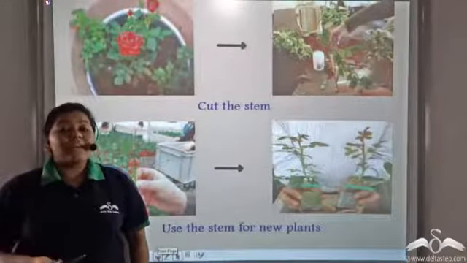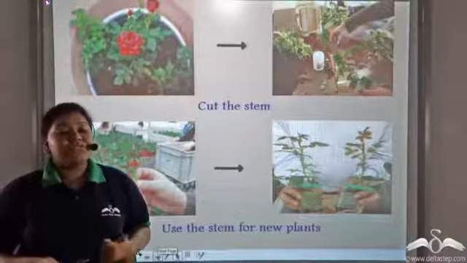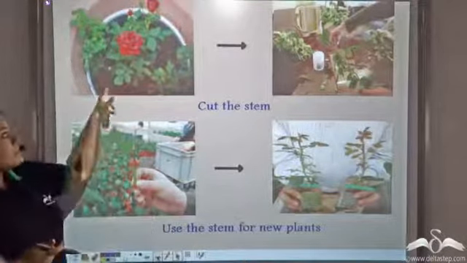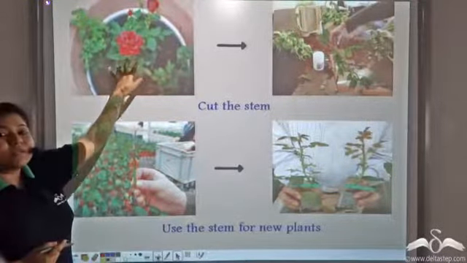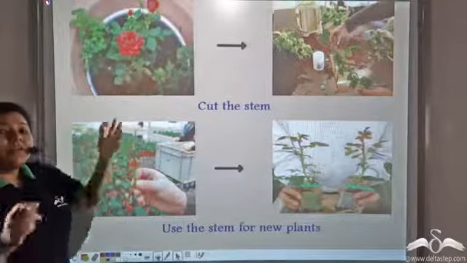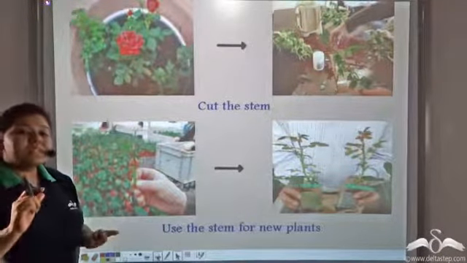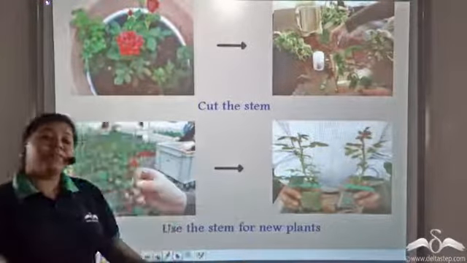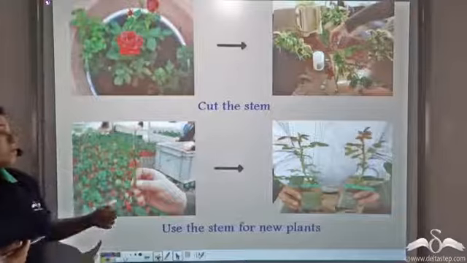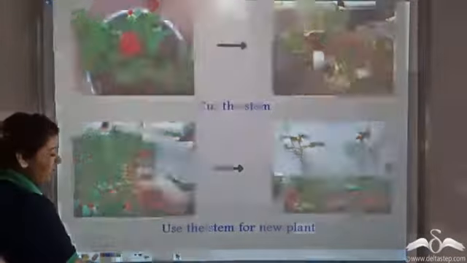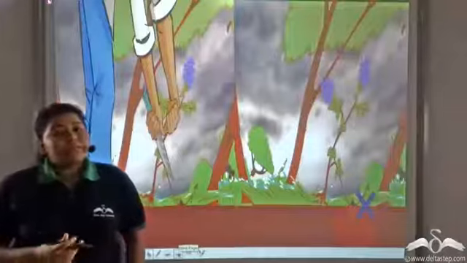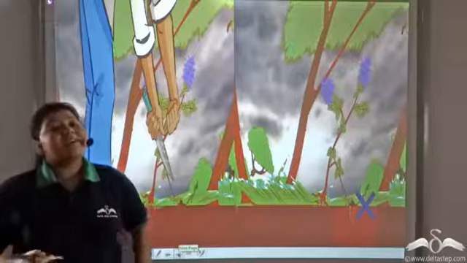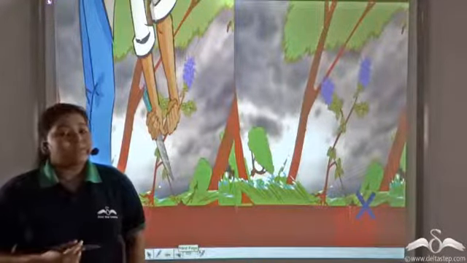Now let us recall vegetative propagation through cutting. What were we doing? Well, if there was an existing rose plant, we could cut a small portion of the stem, sow it on the soil, and within a few days, a new rose plant was obtained. Now, what do you think? What would have happened if Peter had cut the stem right on the first day of the storm?